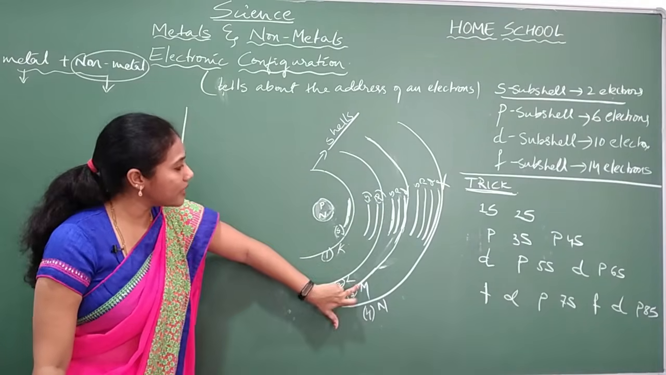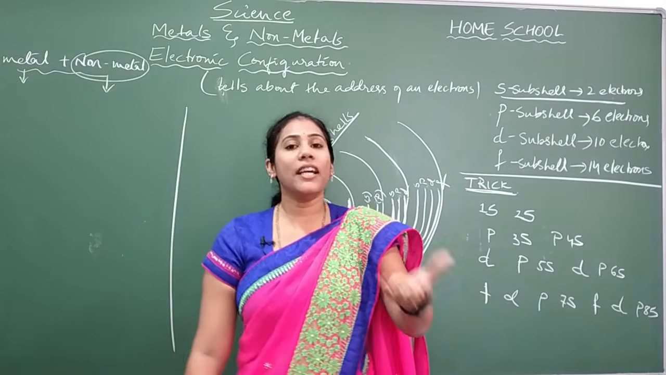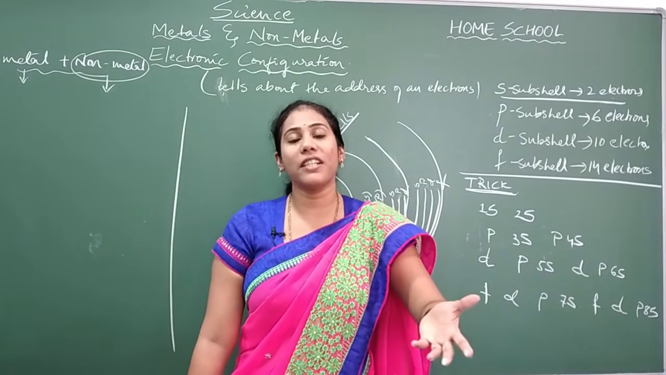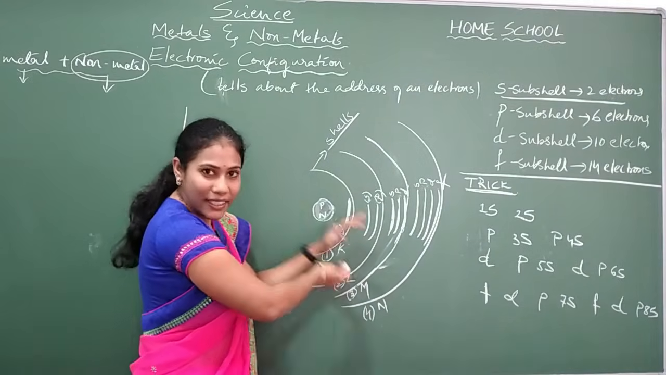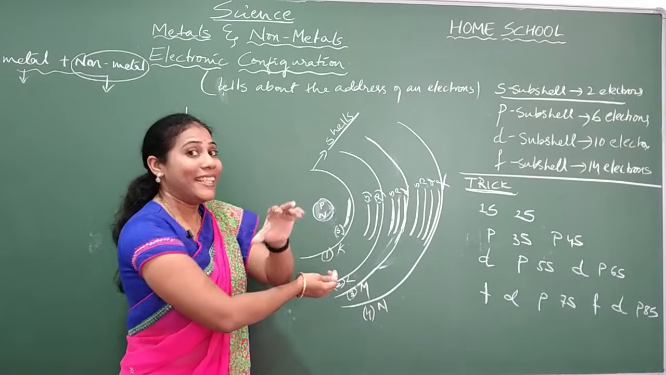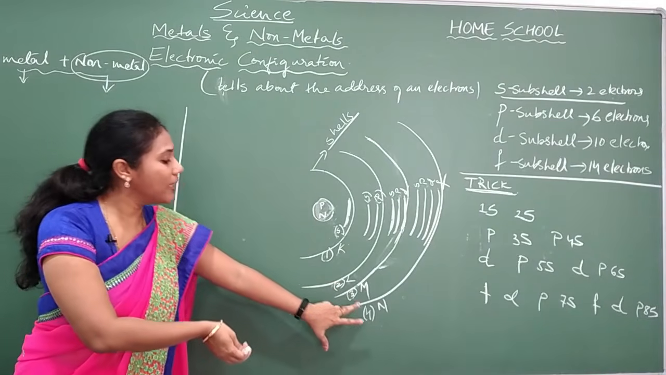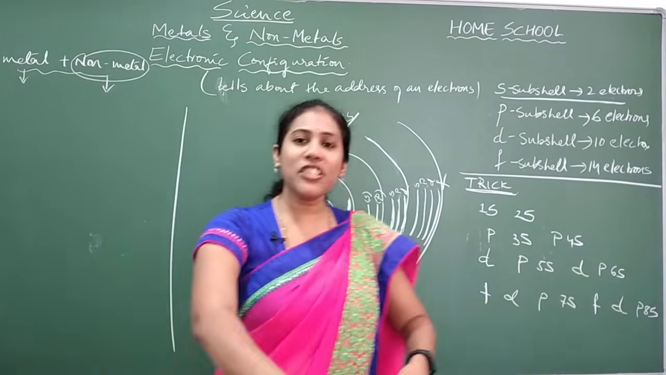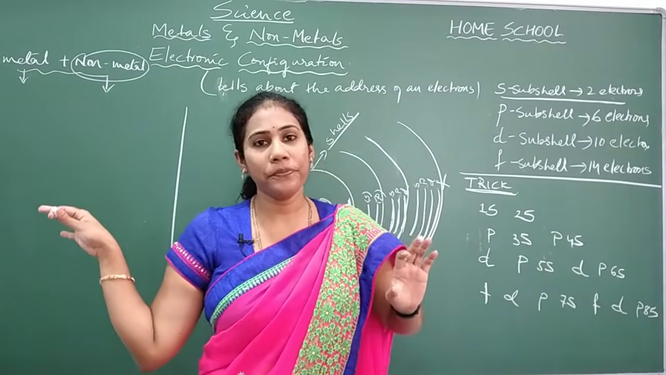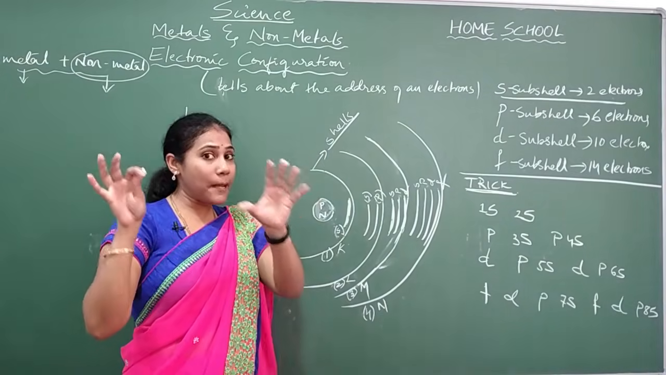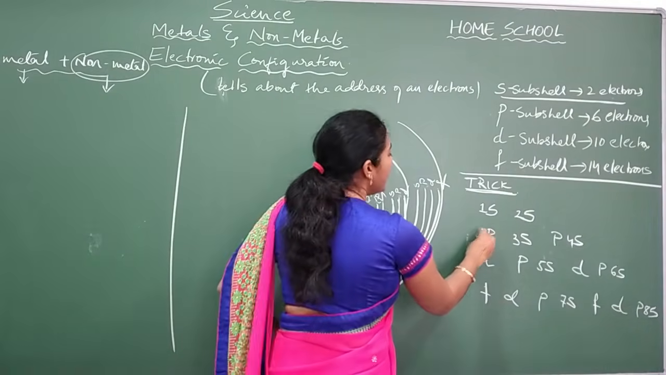P is there in the third shell and the fourth shell also. So whenever you are numbering the P subshell, you should start from 2 onwards, because the P subshell is present from the second main shell onwards. It is not there in the first main shell. But the S subshell is there in the first shell, second shell, third shell, fourth shell, fifth shell also, and 6th, 7th, 8th. But the P subshell will start from the second shell onwards. So I will start putting the number 2 onwards.